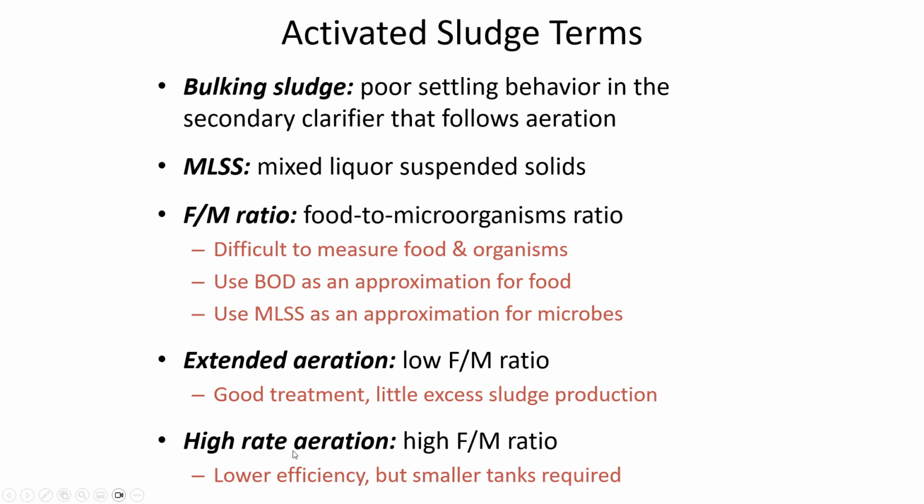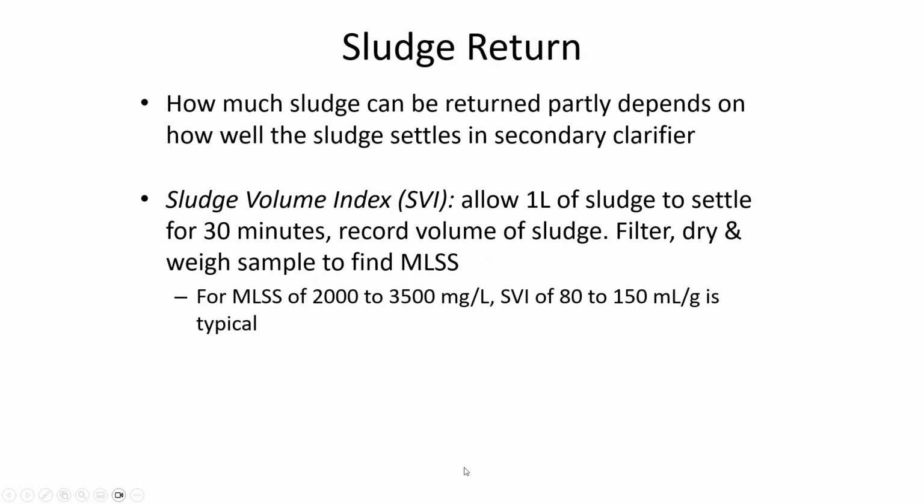High rate aeration is when you're giving the microorganisms a lot of food, so it's less efficient, but the tanks don't have to be as large because the microorganisms are acting more quickly. They're kind of like, kinetically speaking, more active since they have plenty of food in high rate aeration.